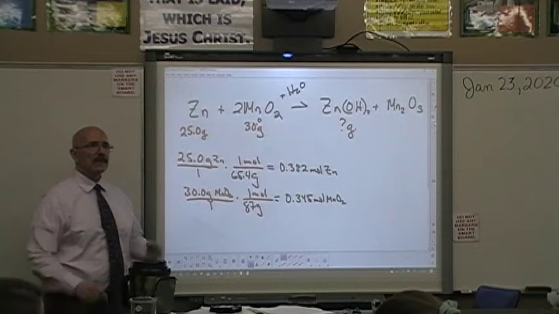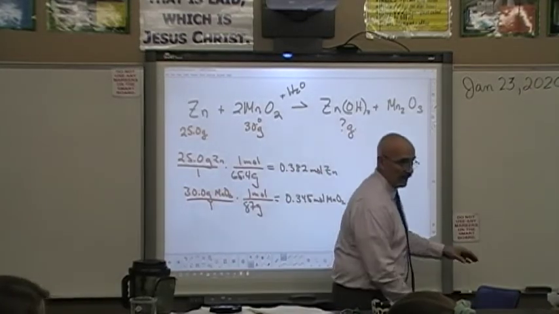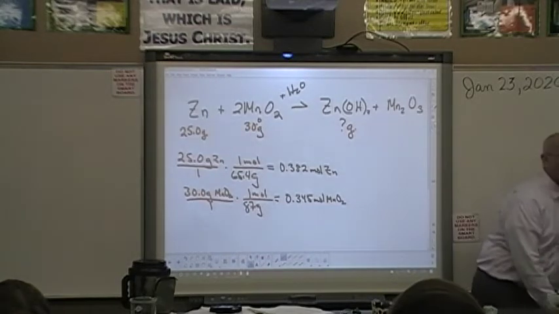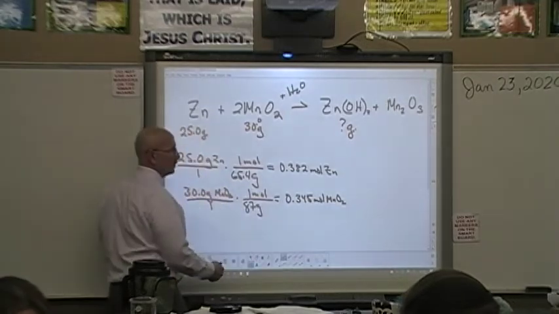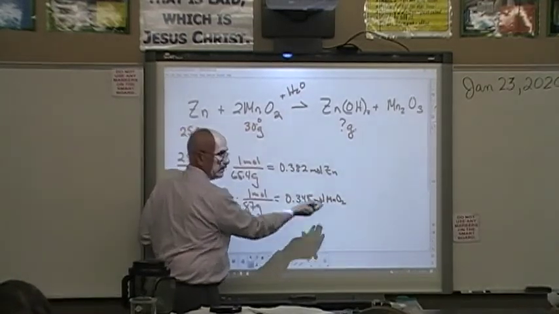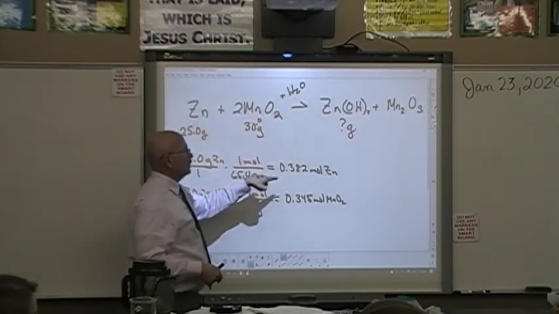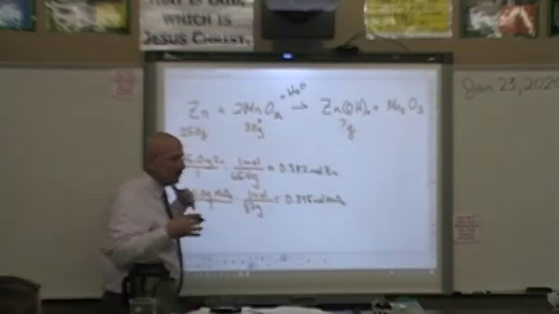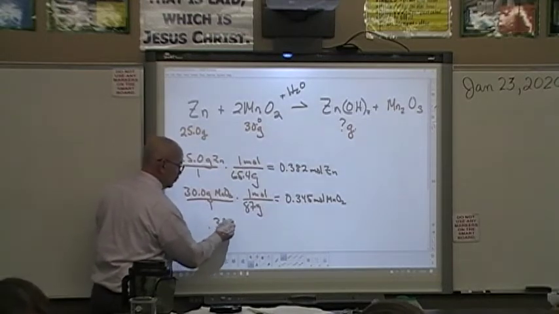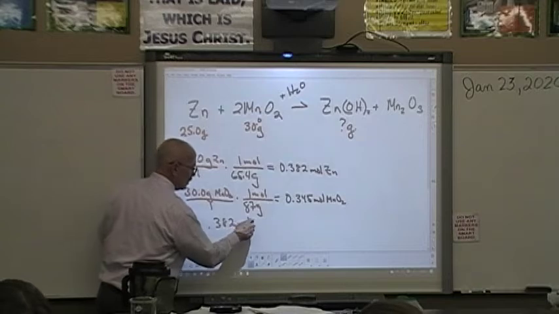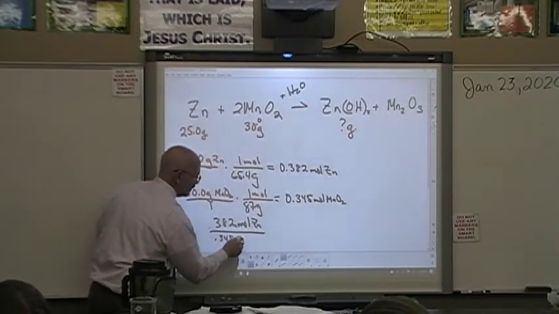Okay, so now we're going to take these two numbers and we're going to do the same thing we did before. We're going to take the ratio of what I'm given and the ratio of what I need. The given ones are these two numbers. So I can take this divided by this or this divided by this. Again, I like numbers bigger than 1, so I will divide the bigger one by the smaller one. But again, you don't have to. So it's going to be 0.382 moles of zinc divided by 0.345 moles of MnO2.